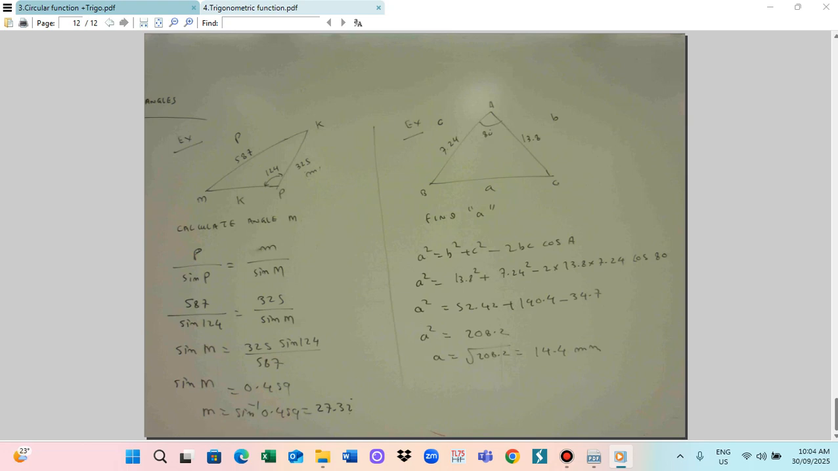Similarly, we also need to calculate the other angle. By this way you can calculate the N side. And we also need to calculate using the cosine rule. Cosine rule means that we use the cosine rule to calculate. So another example.